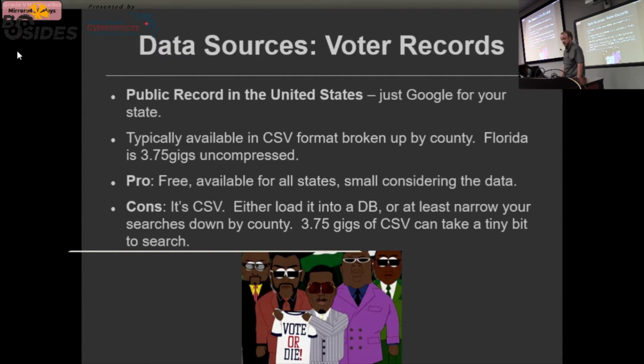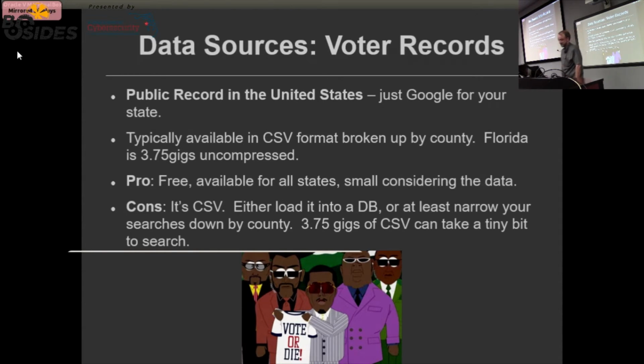Pro, it's free. As far as I could tell, all states make this available. 3.75 gigs of information, that could actually be multiple addresses for people and a little bit more historical information. That's really not that bad when you think about it. And again, the benefit is not having to worry about whether the address and the name I just found is the person that lives at that house, or the person that owns that house and is renting it to someone else. You get a little bit more accurate information if you're looking for an actual individual.